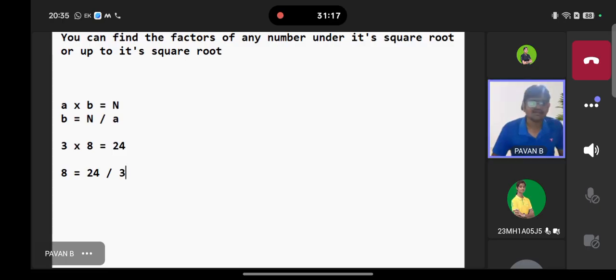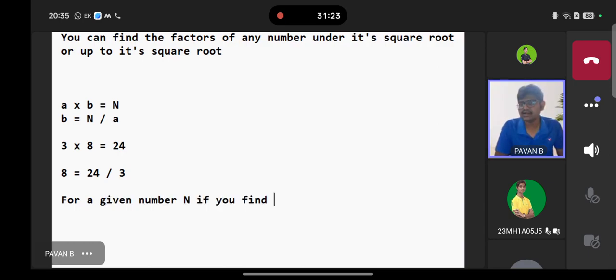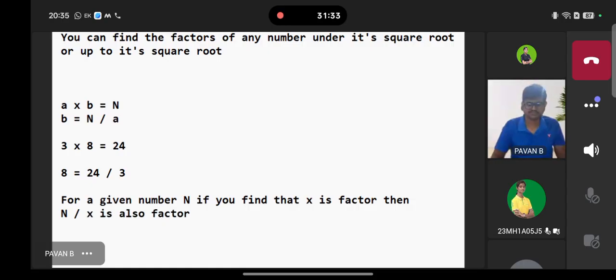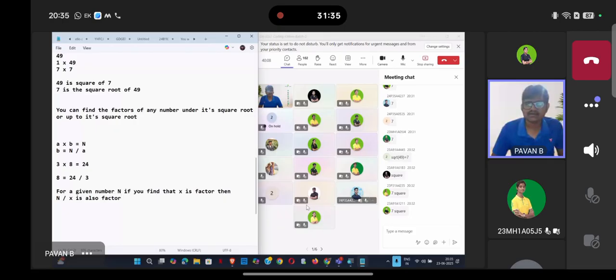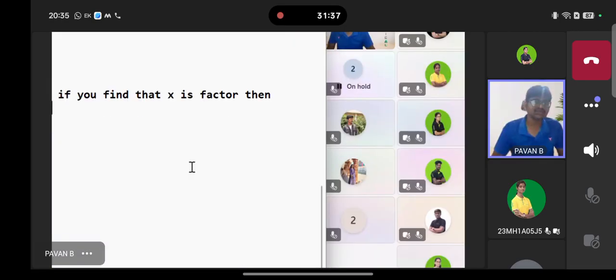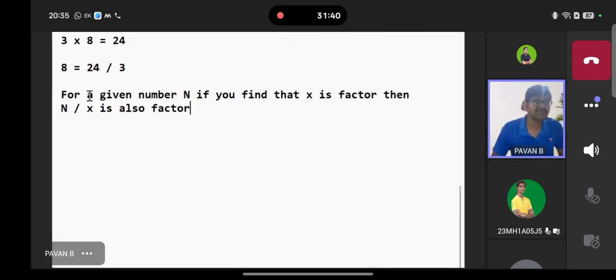Now, what is the logic here? The logic is, for a given number n, if you find that x is a factor, then n by x is also a factor. You understood, guys? So this is the logic that is very much required to understand. For a given number n, if x is a factor, n by x is also a factor. Now that is nothing but your pair buddy.